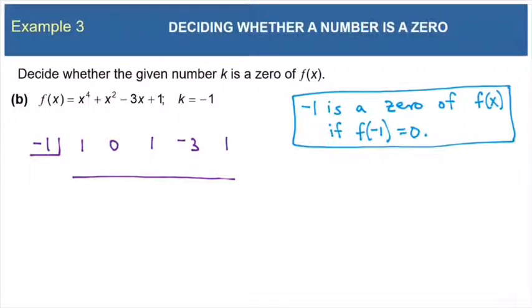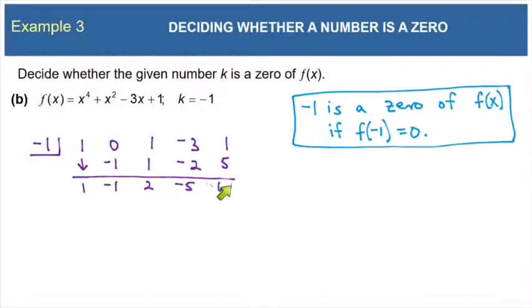And now we run the synthetic division. Pull down, multiply, -1 times 1 is -1. Now add, 0 plus -1 is -1. Now multiply, -1 times -1 is positive 1. Now add, now multiply, now add, and then multiply. -1 times -5 is positive 5, and now add. 1 plus 5 is 6.